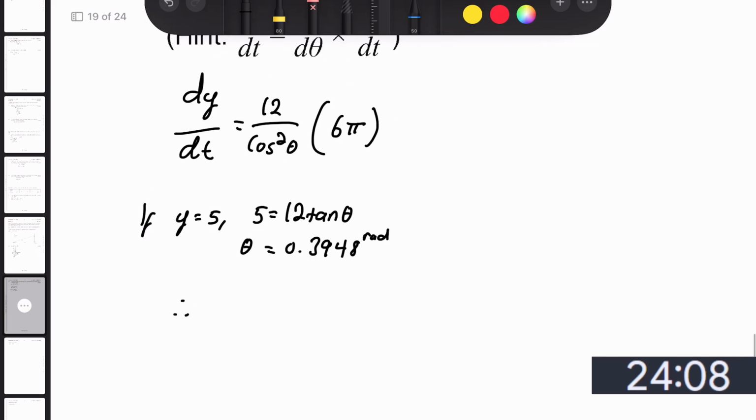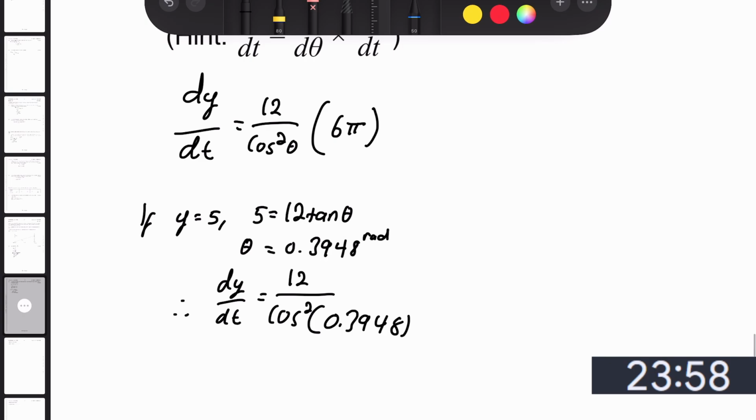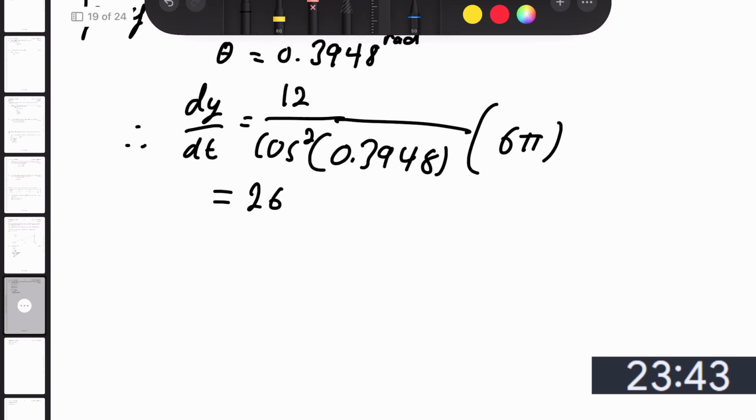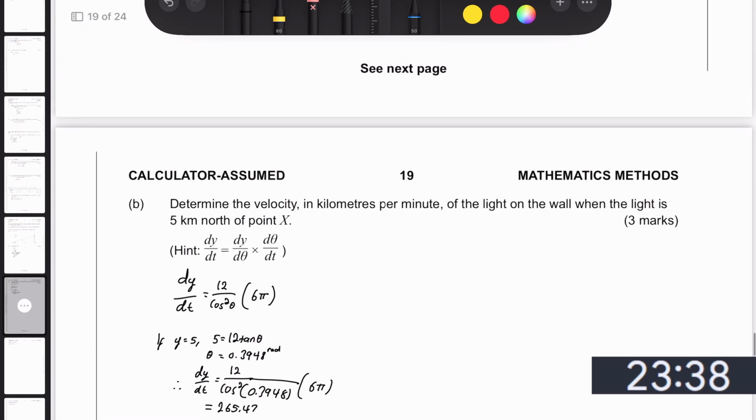Therefore, dy dt is equal to 12 over cosine squared of 0.3948, times 6 pi. Let's pull that fraction all the way across. Okay, this is our final calculation, guys. 12 over cosine squared of 0.3948, times 6 pi, which is 265.47.